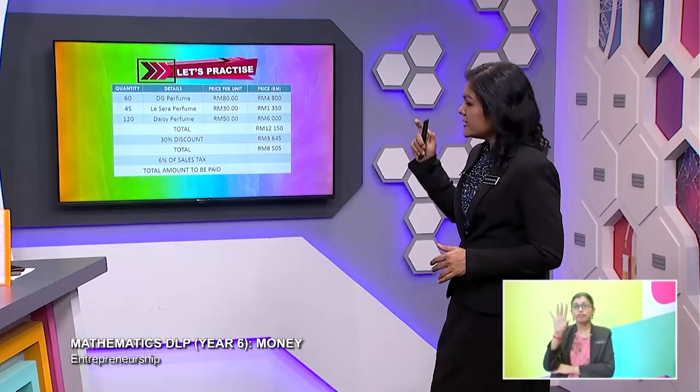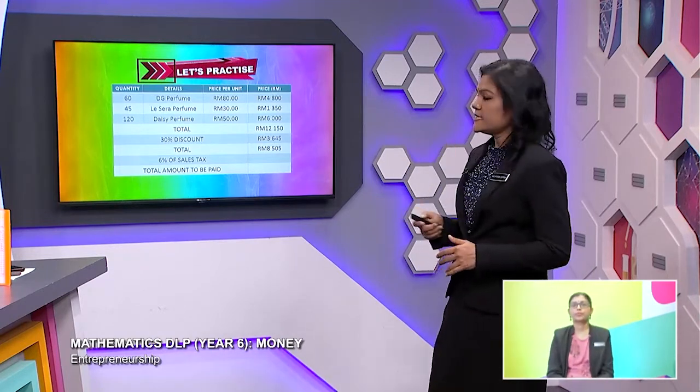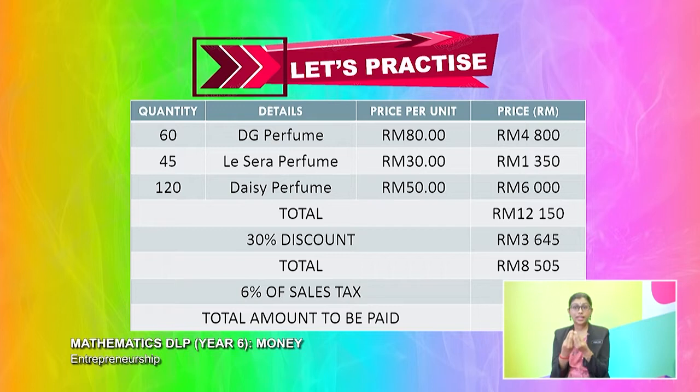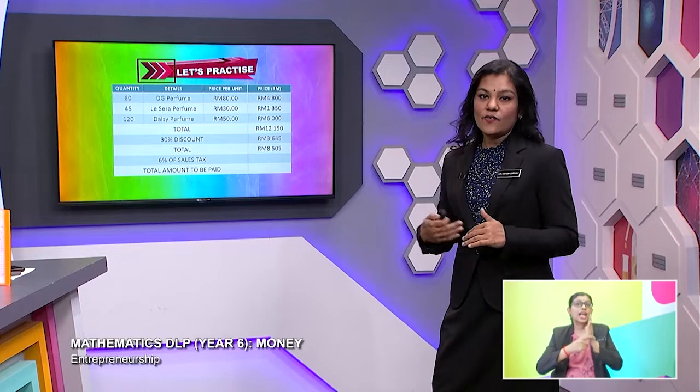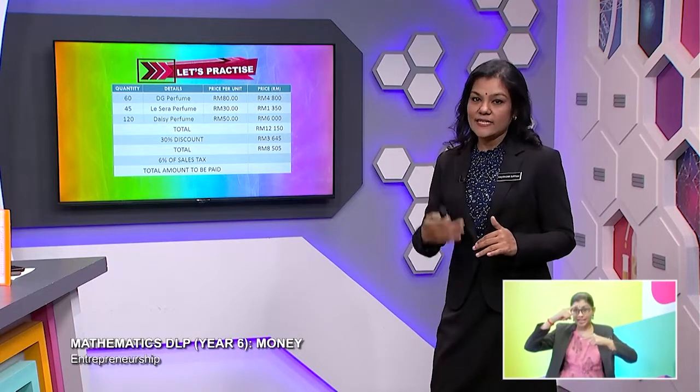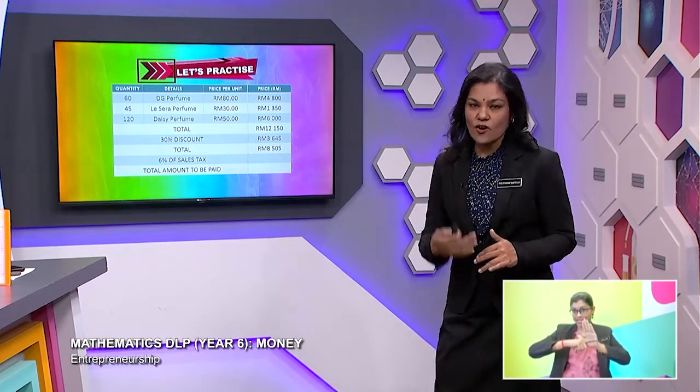So after the 30% discount, the new total is 8,505. And here we have another step. The seller charges you 6% of sales tax. When it comes to sales tax, are you going to add or deduct? For discount, we deduct. For sales tax, we have to add on, kids.